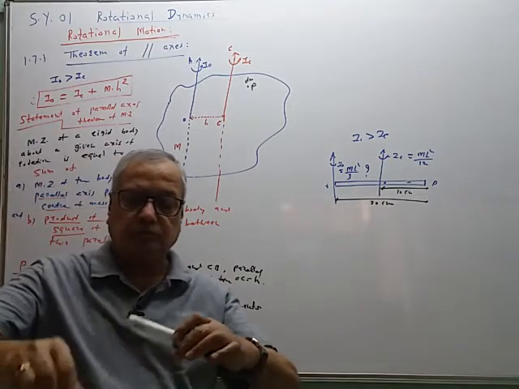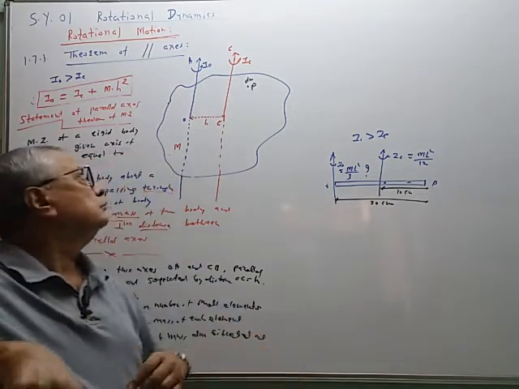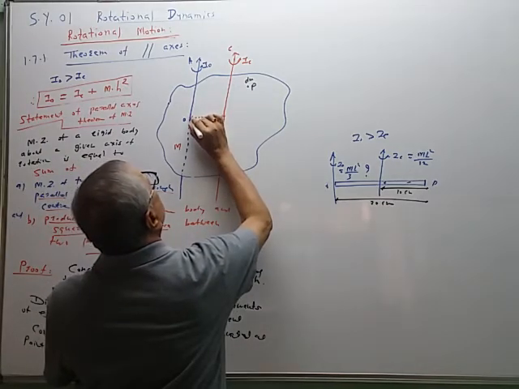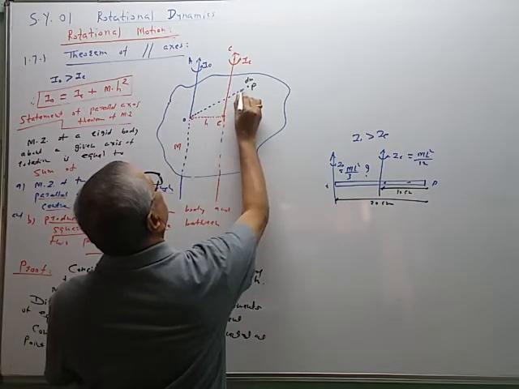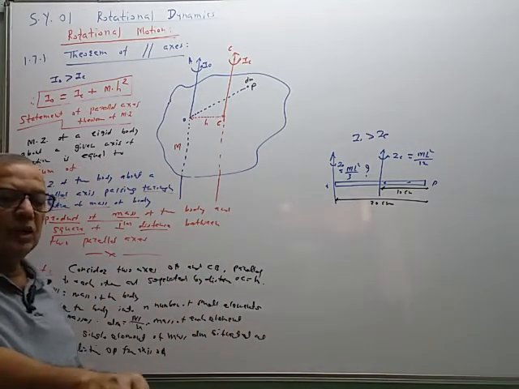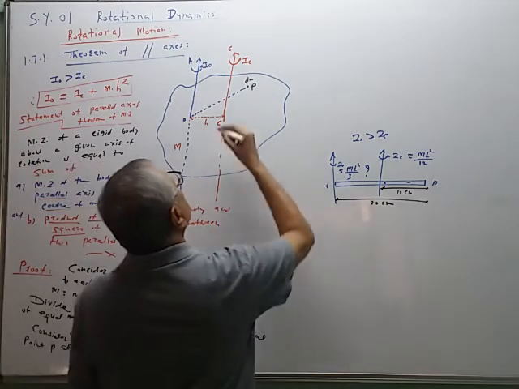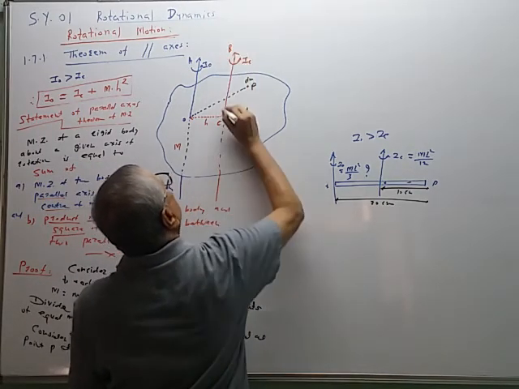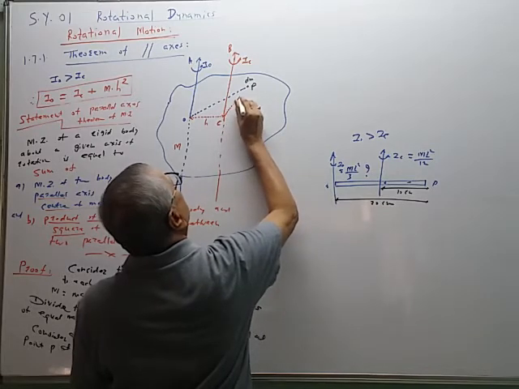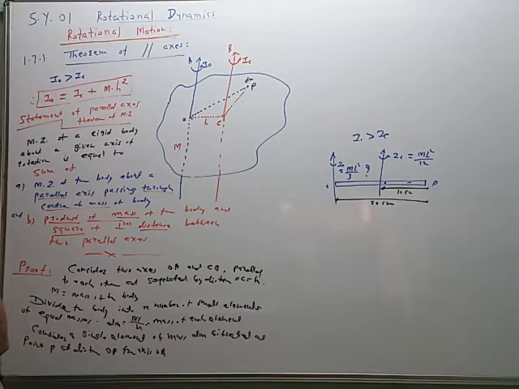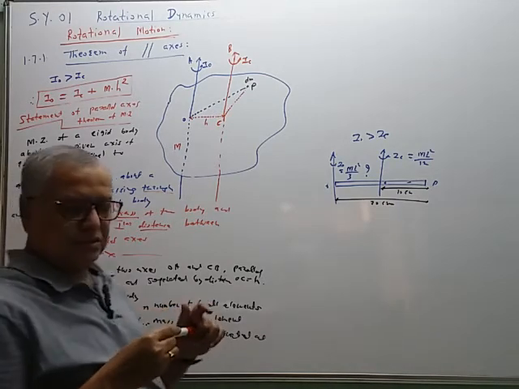So this is the distance from the axis OA, OP. This is the distance of the element from the axis CB. So we have to find the relation between OP and CP, and for that purpose we are using this geometry.